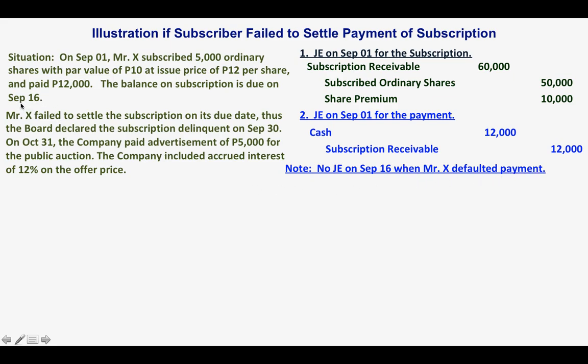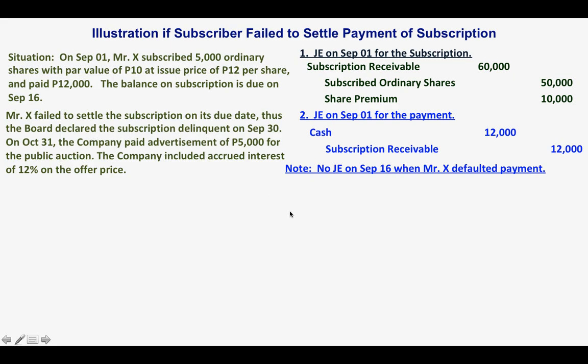Take note of this, class. When Mr. X defaulted on September 16, he did not pay. There is no journal entry, because there was no transaction. It was just non-payment from Mr. X. However, on September 30, there was an action from the corporation. The board of directors declared that the subscription was delinquent.